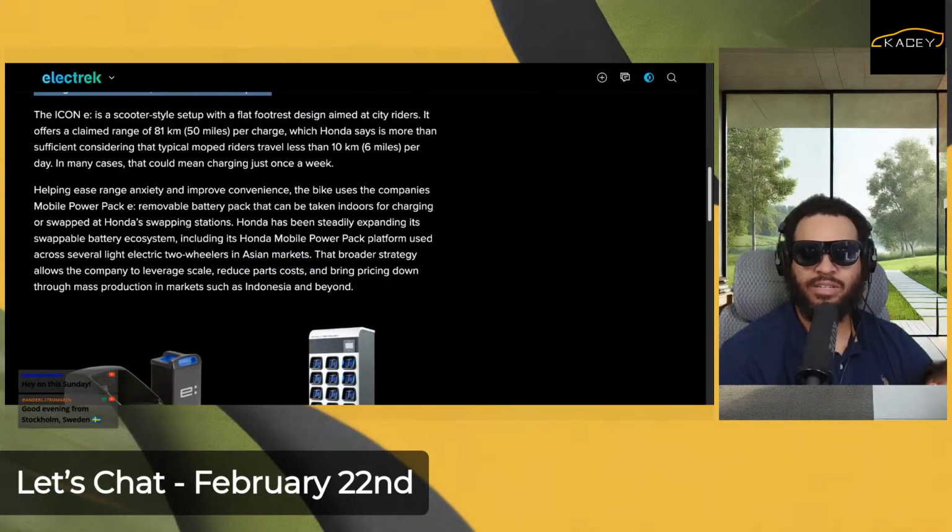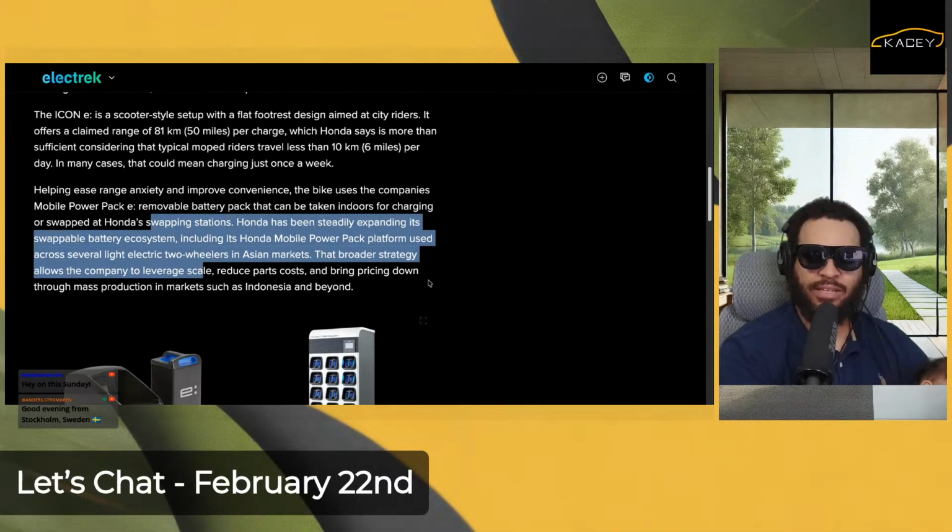Helping to ease range anxiety and improve convenience, the bike uses Honda's Mobile Power Pack E, a removable battery pack that can be taken indoors for charging or swapped at Honda's charging stations. Honda has been steadily expanding its swappable battery ecosystem, including its Honda Mobile Power Pack platform, used across several light electric two-wheelers in the Asian markets. The broader strategy allows the company to leverage scale, reduce parts, and bring pricing down through mass production in markets such as Indonesia and beyond.